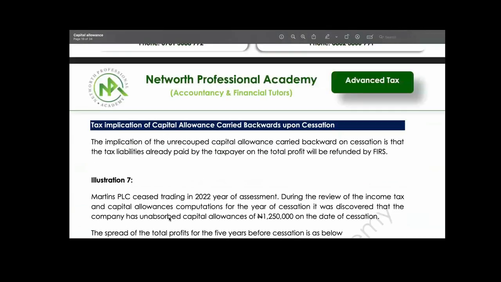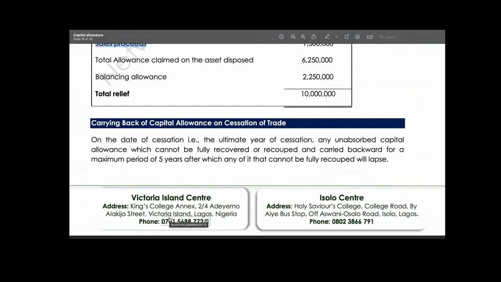Okay, that is that. Let's quickly rush through this. I'm just going to introduce you to this and we'll end the class. It is also possible that a company acquires an asset and creates capital allowance on the asset. It is also possible that the company, in the process of claiming capital allowance, ceases operation and peradventure is unable to claim the capital allowance fully. The tax authority gives the taxpayer the right upon cessation to carry back all their capital allowance for a maximum period of 5 years before the year of cessation. So what we are trying to say here is that if the taxpayer cannot fully recover its capital allowance and the company ceases, the taxpayer has the right to carry backward the unrecouped capital allowance against its profits for a maximum period of 5 years. Okay?